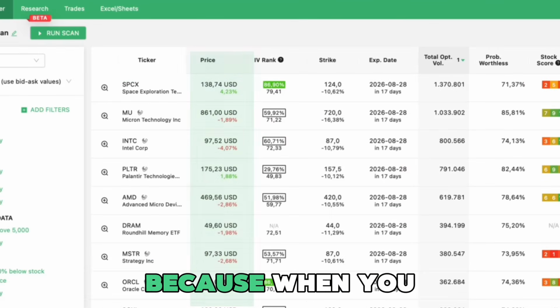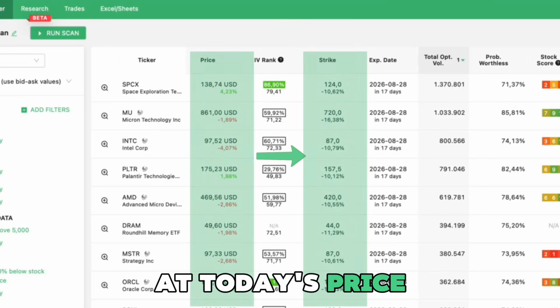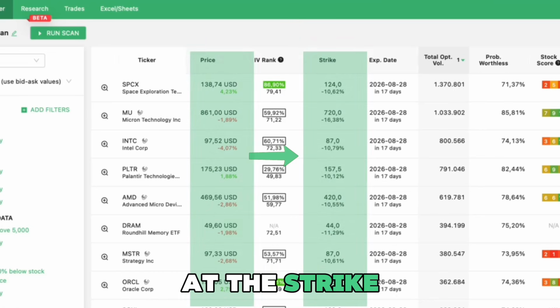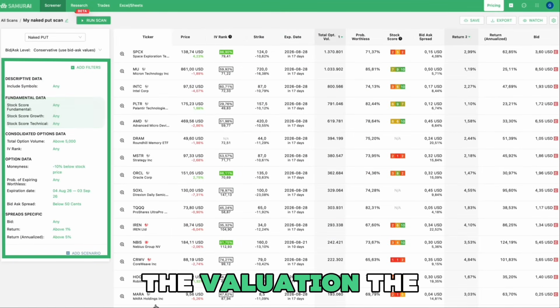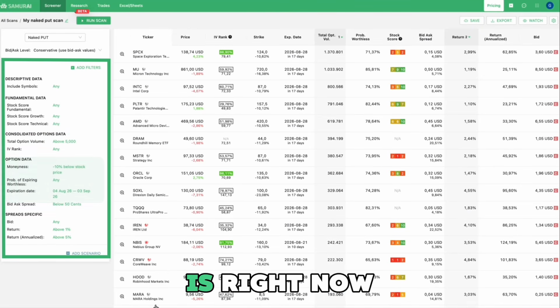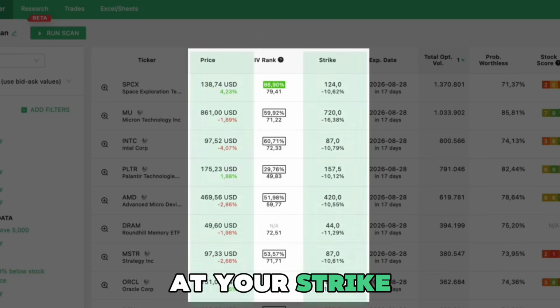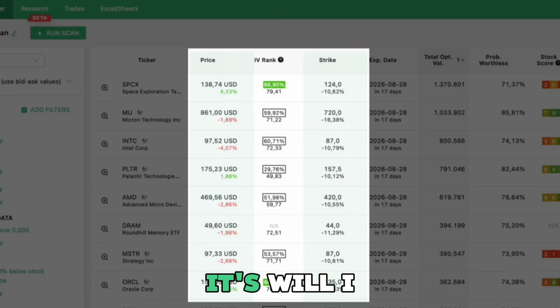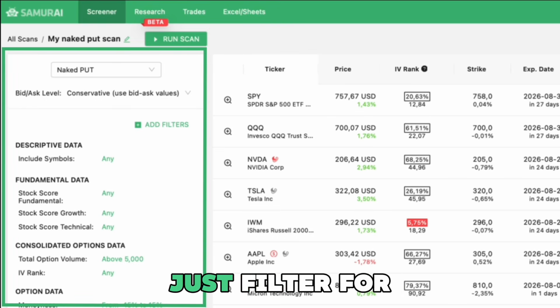I like these filters because when you sell an out-of-the-money put, you're not only analyzing this stock at today's price, you're also agreeing to buy it at the strike price if the market turns against you. Every number you'd normally look at, the valuation, the distance from a moving average, or from the analyst target, is measured at where the stock is right now. But if this put gets assigned, you have to buy 100 shares at your strike. So the real question isn't simply, do I like this stock right now? It's, will I like this stock 12% lower? You could work that out yourself, strike by strike, in a spreadsheet, or you can just filter for it.